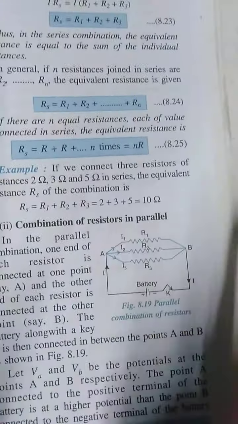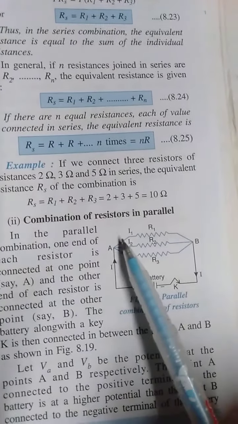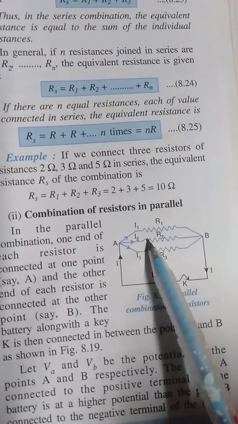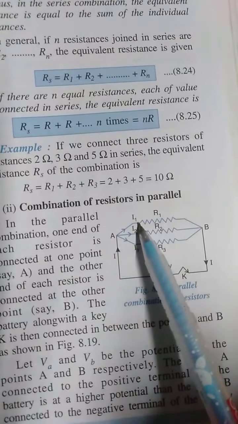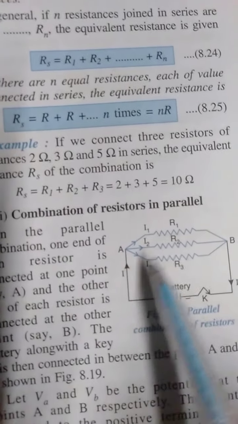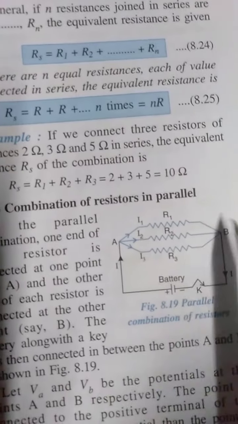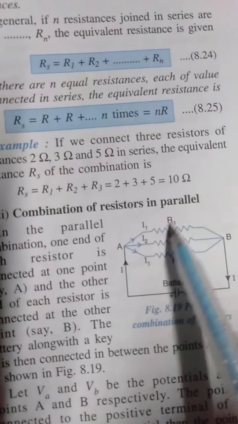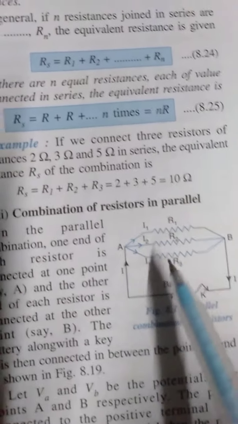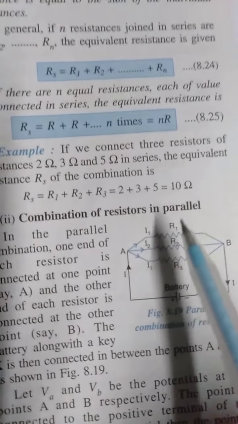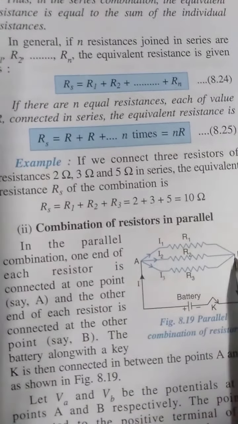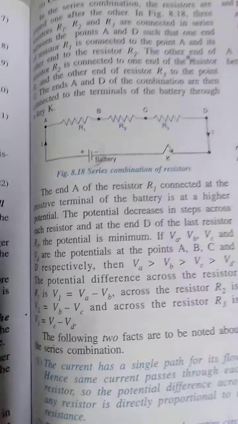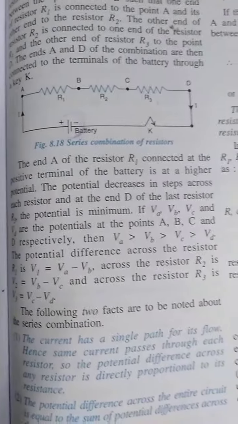But in parallel, the opposite happens. The current is divided: I is divided into I1 plus I2 plus I3, so I1 plus I2 plus I3 is equal to I. But the potential difference across each resistor is the same. If this is V, the PD across R1 is V, across R2 is V, and across R3 is V. So here the current is divided and the PD remains the same, and in series the PD is divided and the current remains the same. These are the two differences.